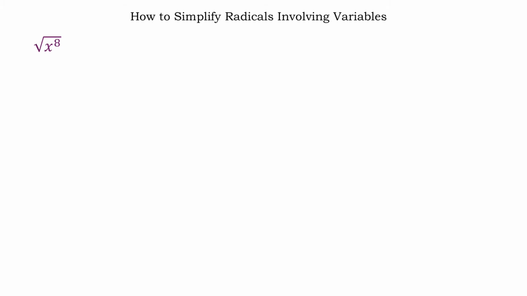Hello! In this video we will simplify radicals involving variables. So let's start with the square root of x to the 8th power. Because this is a square root, what we need to find is something that we will square and we will get x to the 8th power.